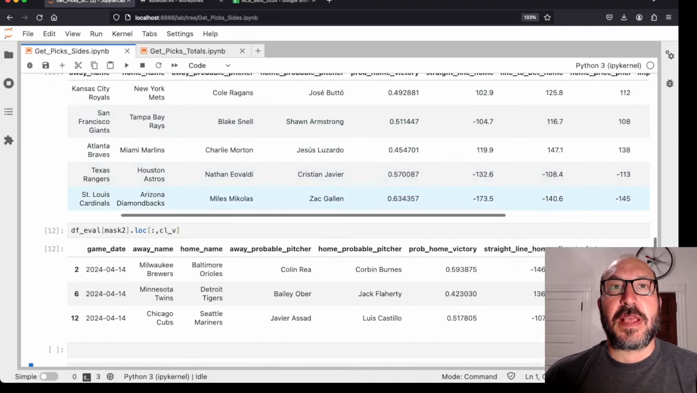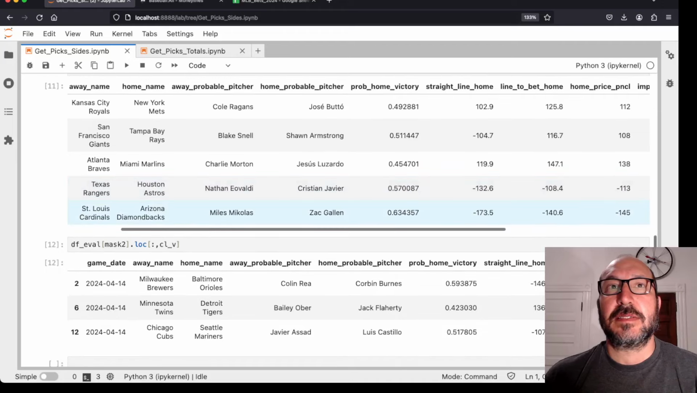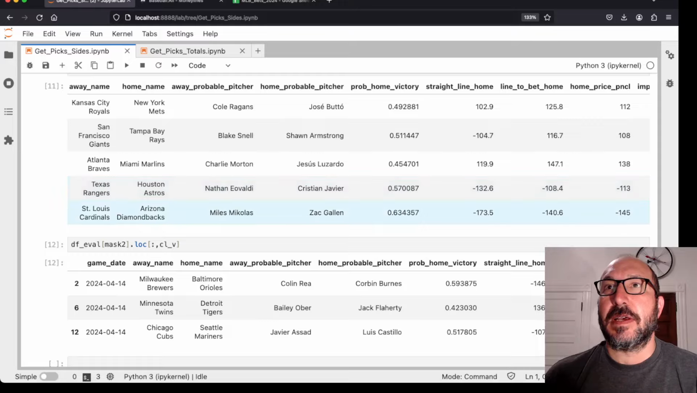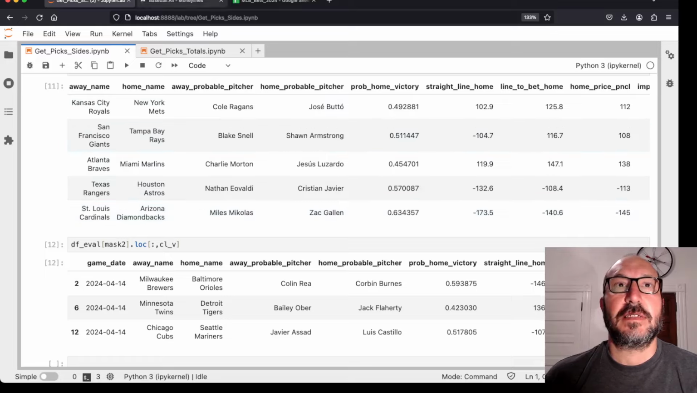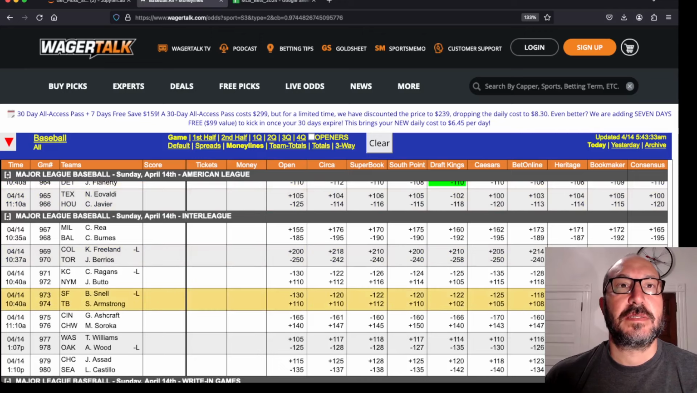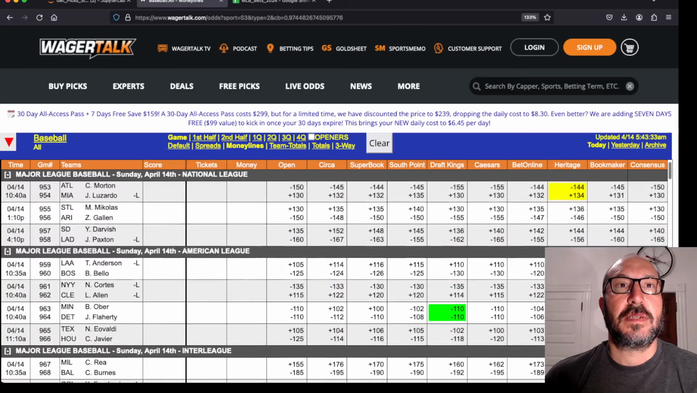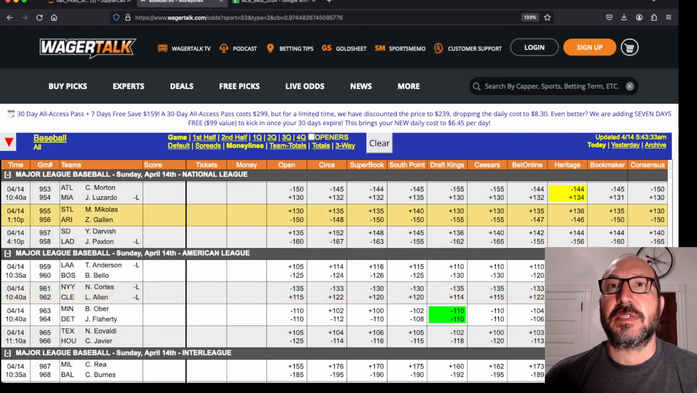Next up, Cardinals Diamondbacks. Model likes the Diamondbacks as a big favorite, and says if you can get basically minus 140 or better to take it on the Diamondbacks. So we've got over here, and again, not quite getting it. We got minus 146, but we're not getting minus 140.